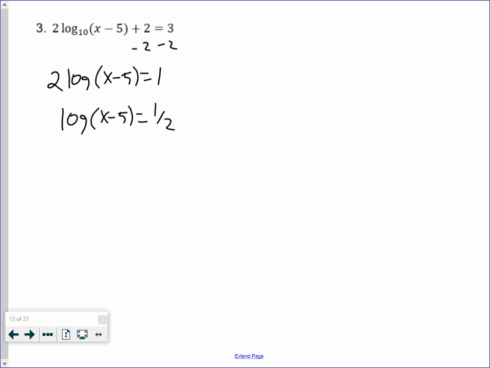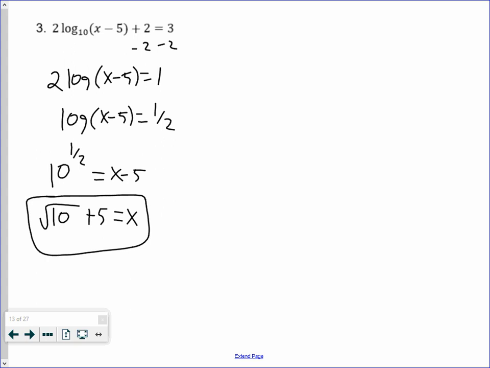And now we're going to change it from a logarithmic equation to an exponential. So we get 10 to the 1/2 equals x minus 5. 10 to the 1/2 is the same thing as the square root of 10. So the square root of 10 plus 5, we need to move that 5 over, all equals x. And that's going to be our answer. We're not going to figure out what the square root of 10 is. We're just going to leave it as an exact answer, x equals the square root of 10 plus 5.